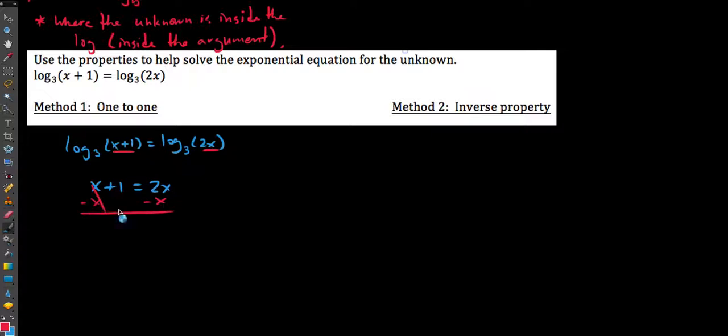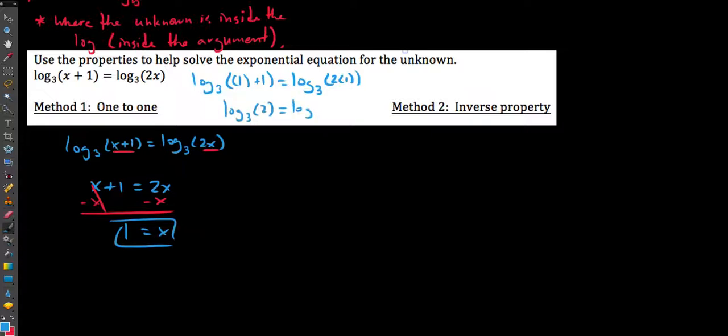And so if I do this, I suppose I get 1 equals just 1x. Hey, here's our solution, x is 1. And again, what I want to emphasize is that, especially with logarithms, we should check our work. Log base 3 of 1 plus 1 should be the same thing as log base 3 of 2 times 1, which means we get log base 3 of 2 equals log base 3 of 2. And that actually works, okay? So our one-to-one property, oh man, that's slick.